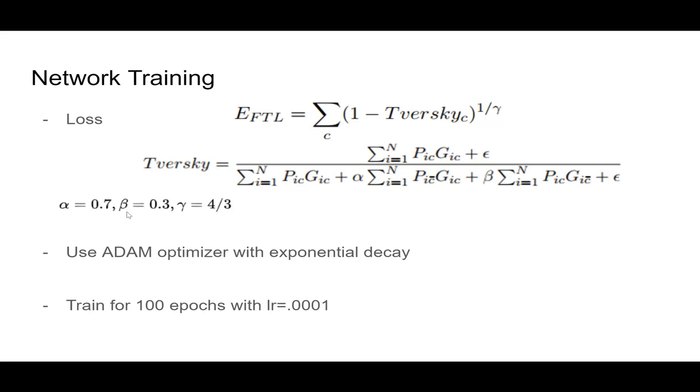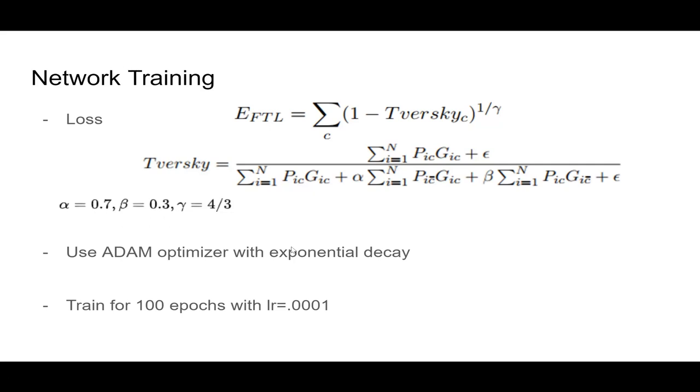The combination of focal loss and Tversky loss is defined by the following equation. You can see that P_ic denotes the probability that pixel i is of lesion class c, and the same can be said for G_ic, which is for the ground truth. And P_ic bar and G_ic bar are defined for the non-lesion class. So that is the loss function.